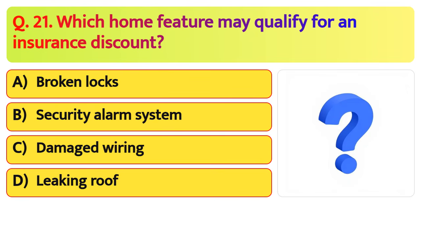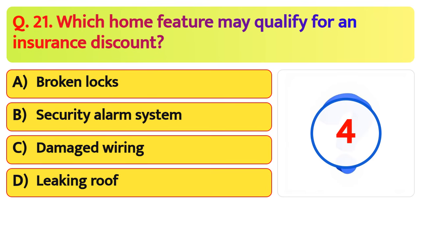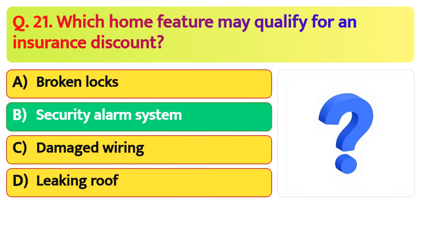Question 21. Which home feature may qualify for an insurance discount? Option A. Broken locks. Option B. Security alarm system. Option C. Damaged wiring. Option D. Leaking roof. Correct option is security alarm system.